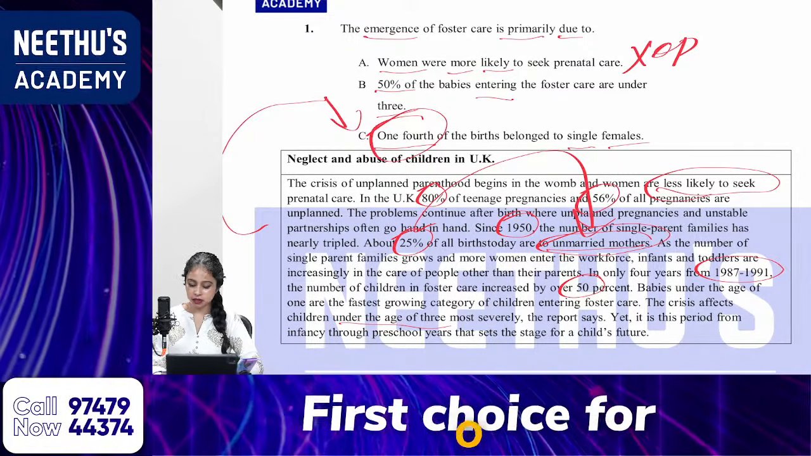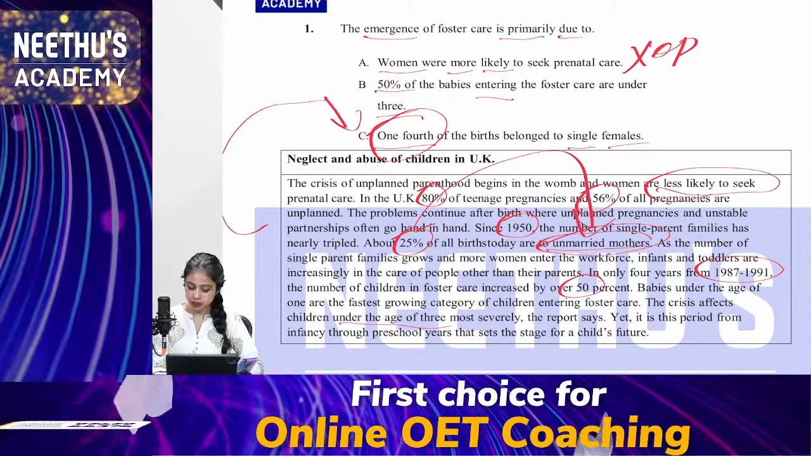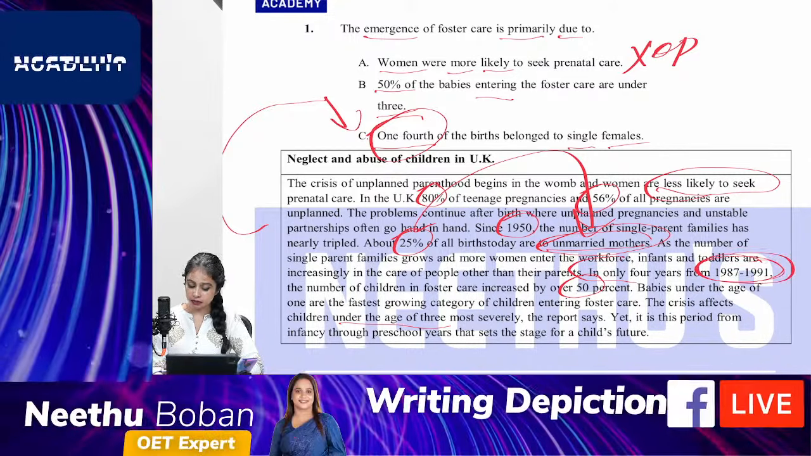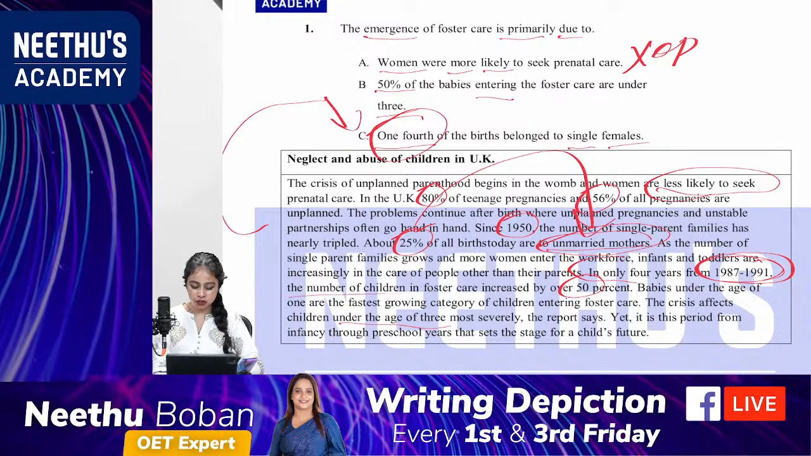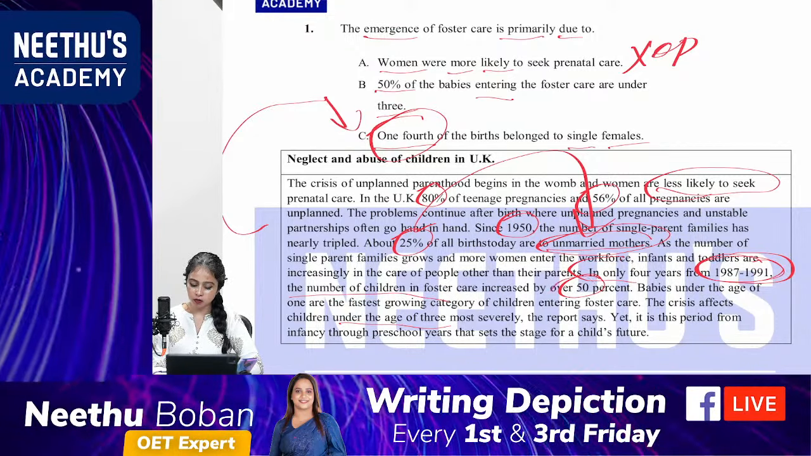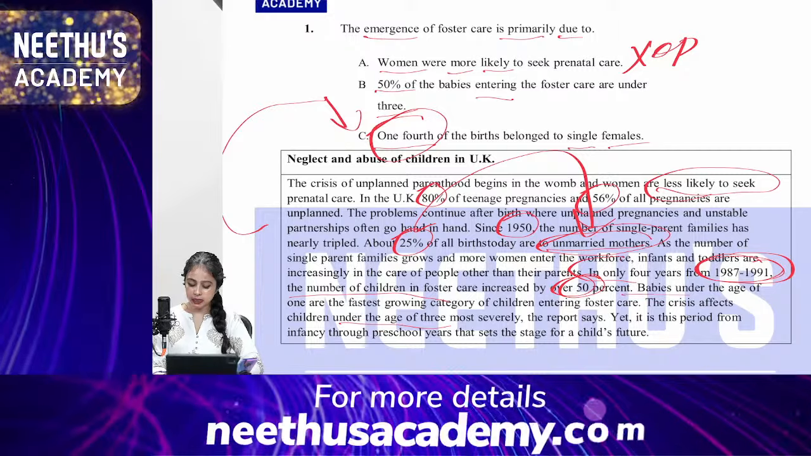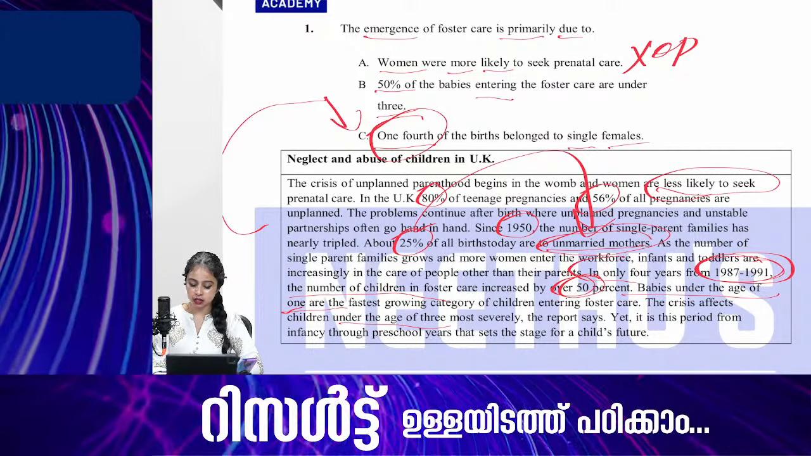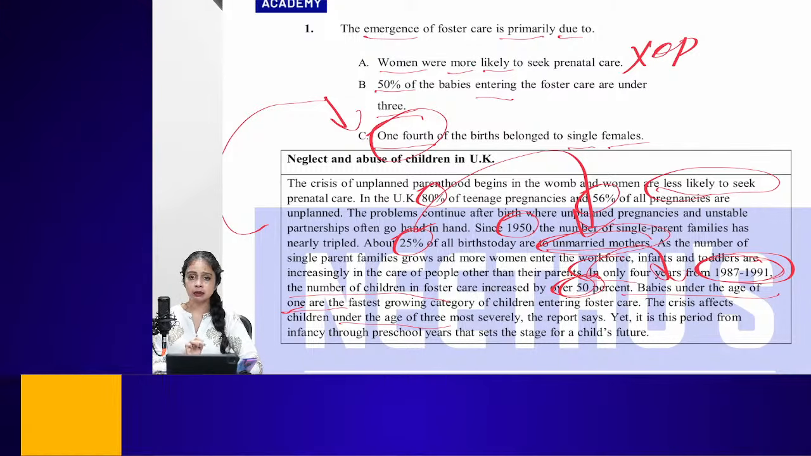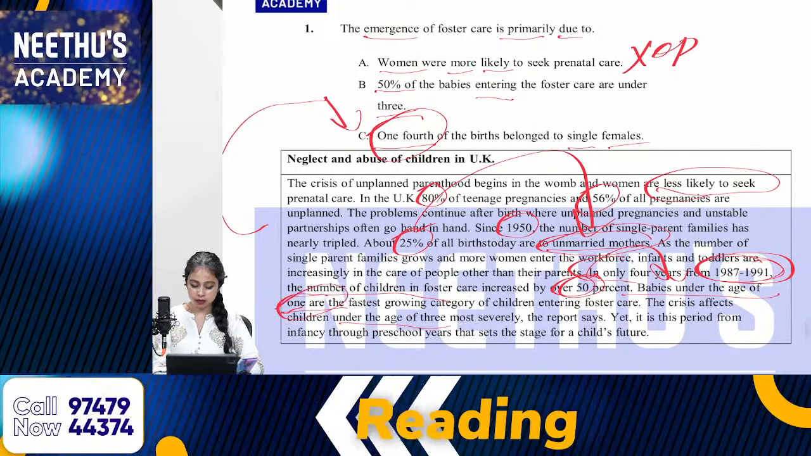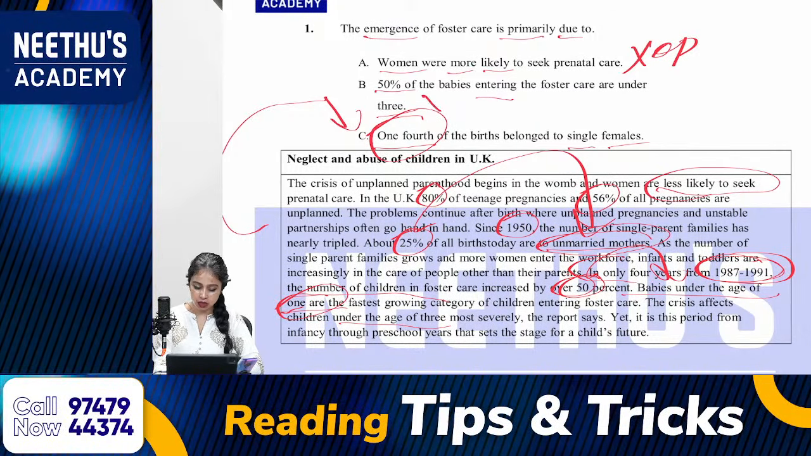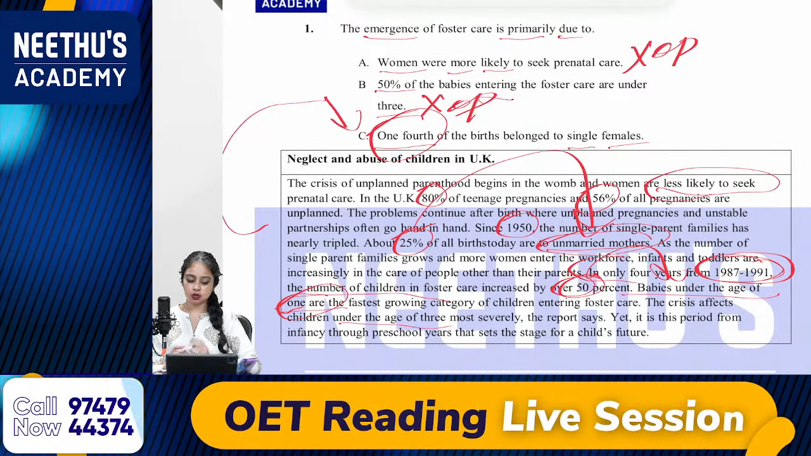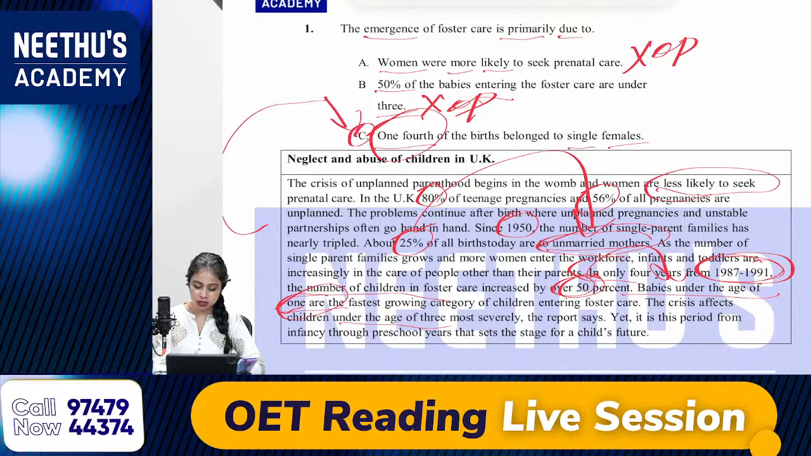So what is mentioned here? See, over 50%, which means in only 4 years from 1987 to 1991, the number of children in foster care increased by over 50%. Then, babies under the age of 1 are the fastest growing category of children entering foster care. So this 50% is related to babies under the age of 1. So that you can eliminate which option? Option B can be eliminated again. It is contradictory or opposite option. So through elimination, we reached option C.